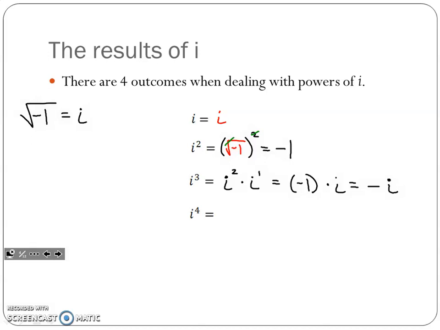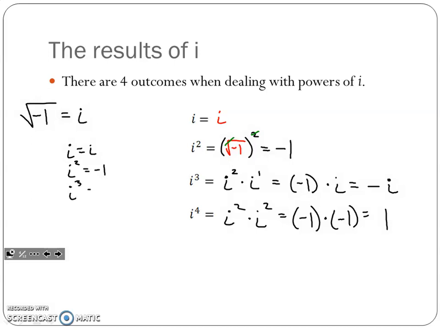Our last one that we're going to look at is i to the 4th. And i to the 4th is the same thing as an i squared times an i squared. So that's really a -1 times a -1. What's -1 times -1? That would be a +1. Just to summarize, we now know that i equals i, i squared equals -1, i cubed equals -i, and i to the 4th equals +1.